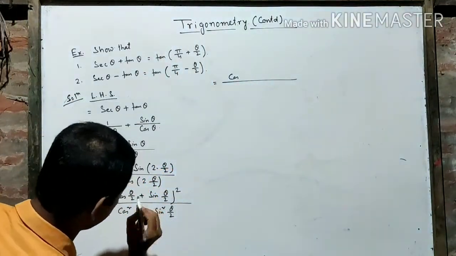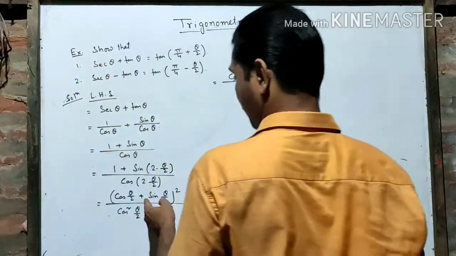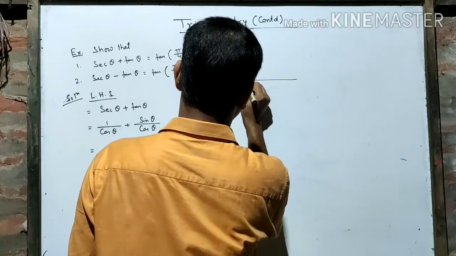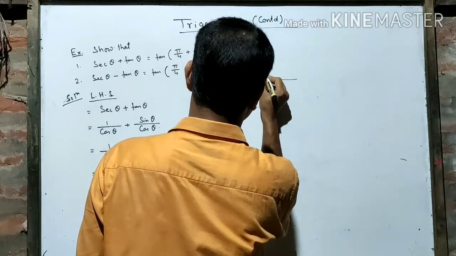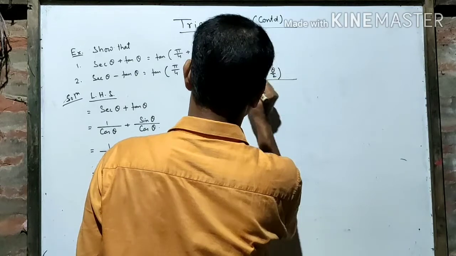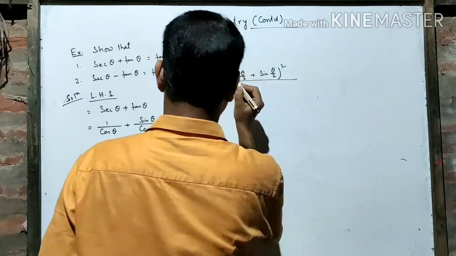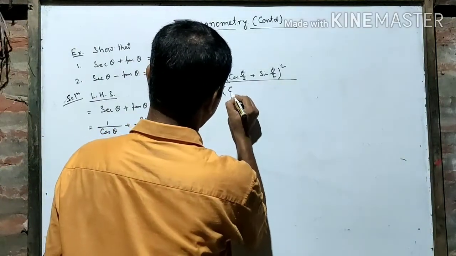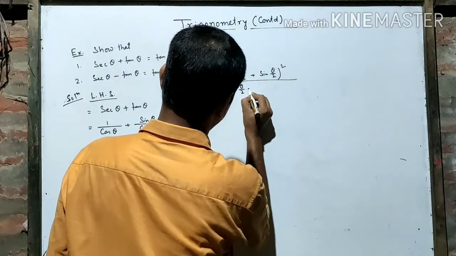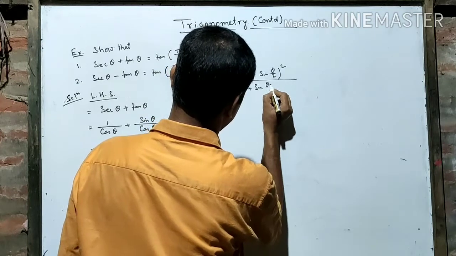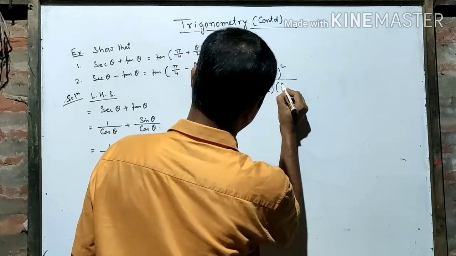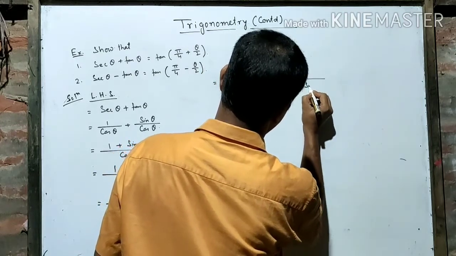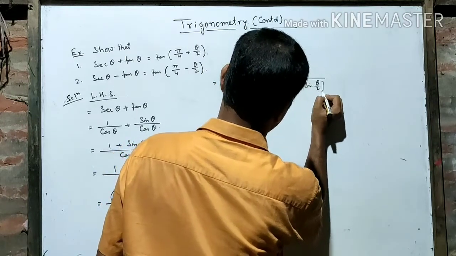also this is plus, sorry, 1 plus, so 1 plus sin twice A is cos A plus sin A whole square. So cos theta by 2 plus sin theta by 2 whole square. And a square minus b square is a plus b into a minus b. So this will be cos theta by 2 plus sin theta by 2 into cos theta by 2 minus sin theta by 2.